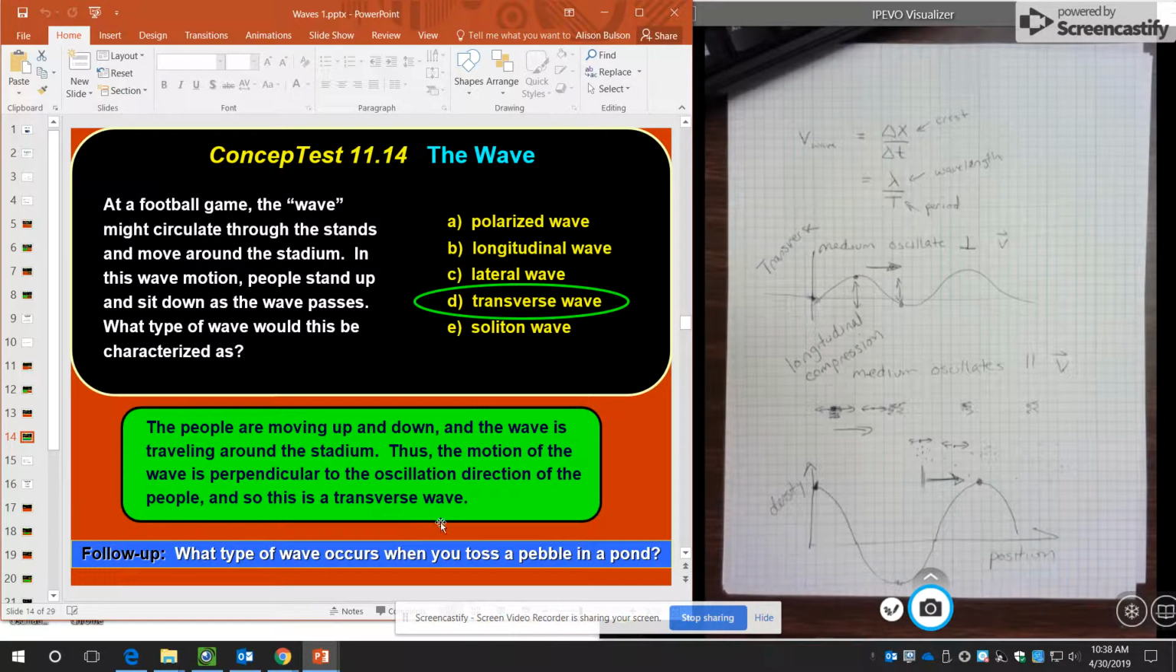And then the follow-up is, what type of wave occurs when you toss a pebble in a pond? The key is, do you see a sinusoidal shape? And the answer is, on the surface of the water, yes, you do. So it's a transverse wave.